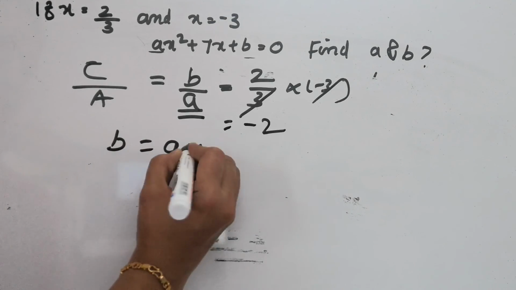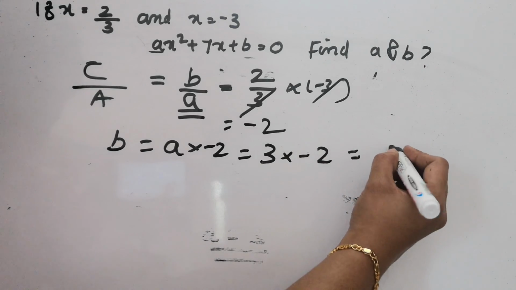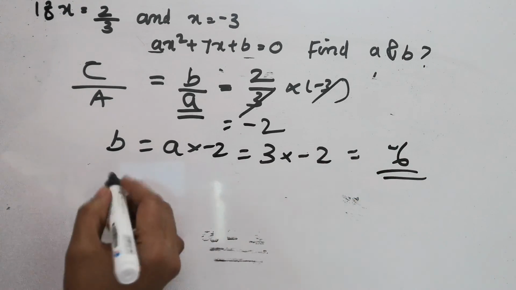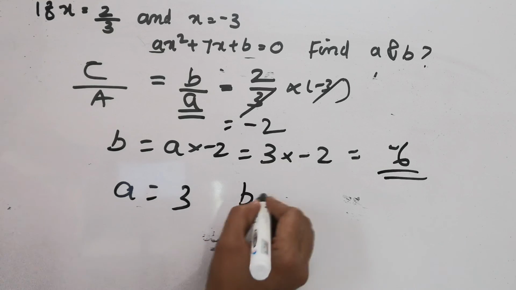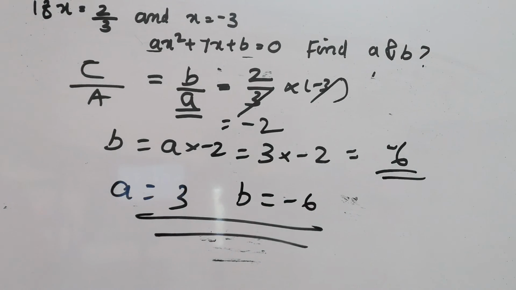Then b is equal to, you have to write a into minus 2. Then 3 into minus 2, that is equal to minus 6. So the value of a becomes 3 and b becomes minus 6. These are the important questions from our first chapter, quadratic equations.